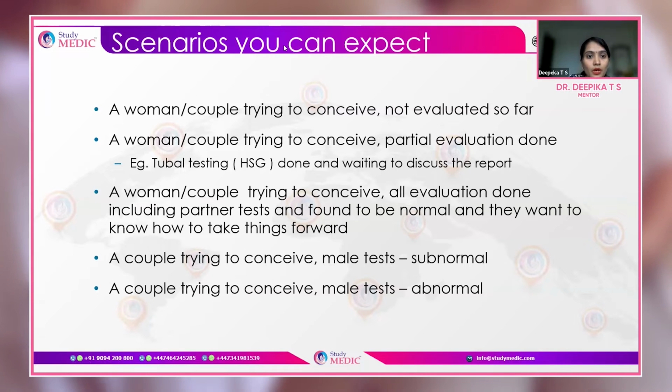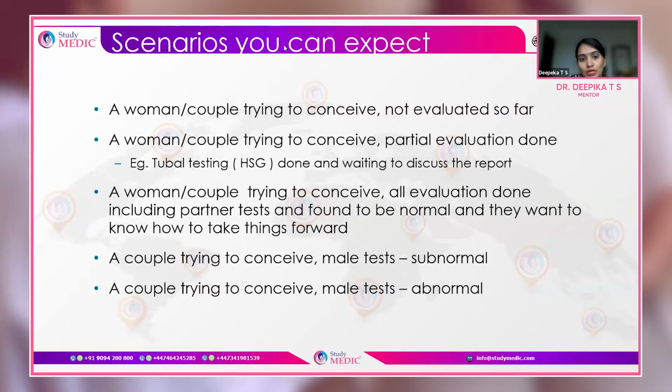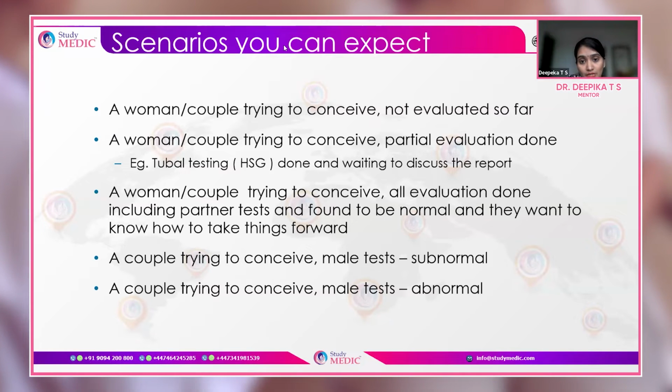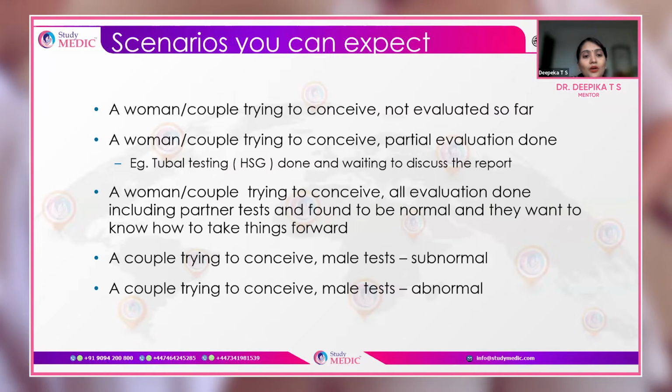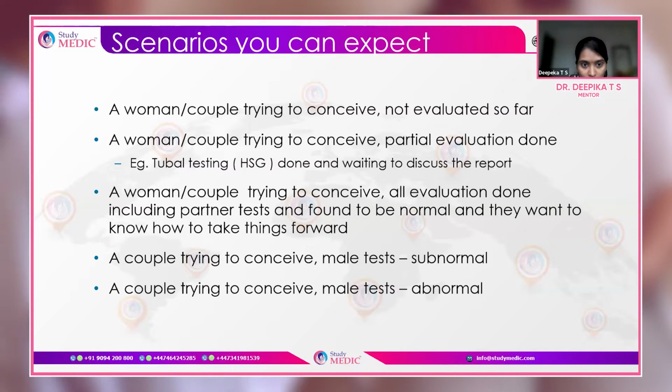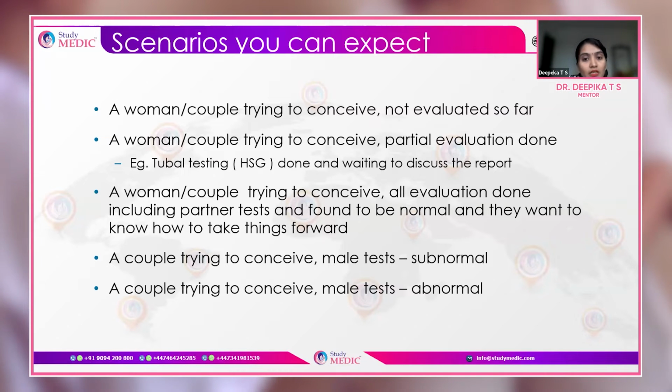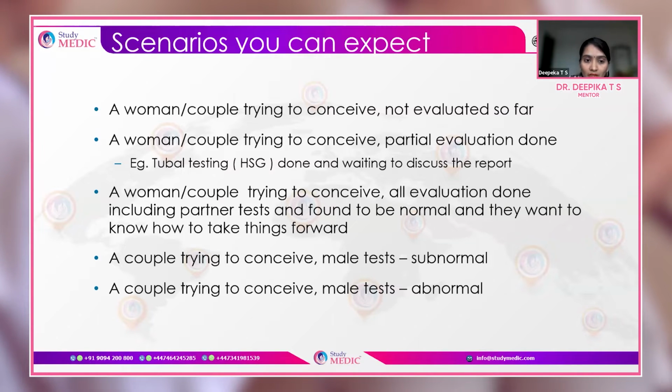Okay, so now we will go with the scenarios you can expect. Number 1, you can have a woman who is trying to conceive and not evaluated so far. So they're coming to you first time so there you will have no tests or results. So it will be like a woman who has not conceived for 2 years of trying. Then you have to tell about what are the tests which have to be done.